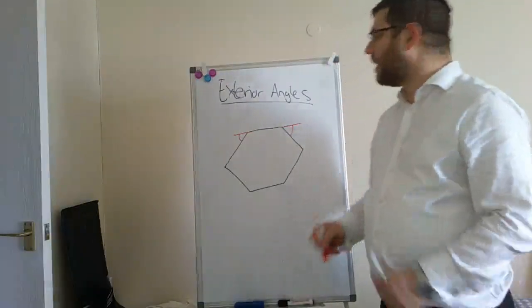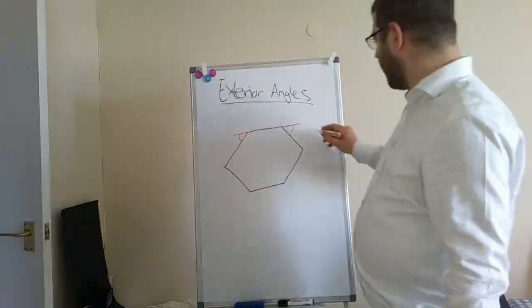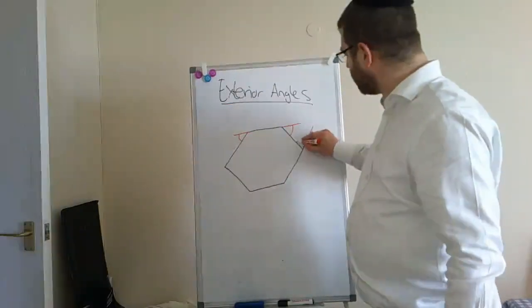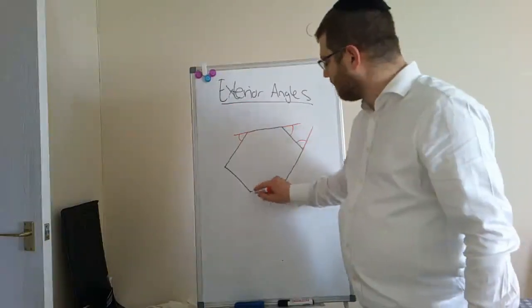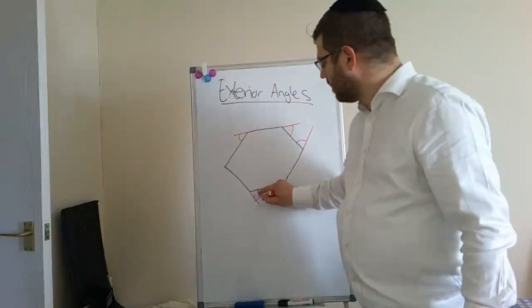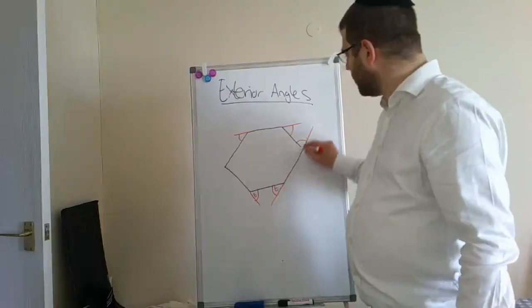And let's draw every exterior angle actually. So let's extend this line over there, we have over there. Let's extend that line. All of these are exterior angles.